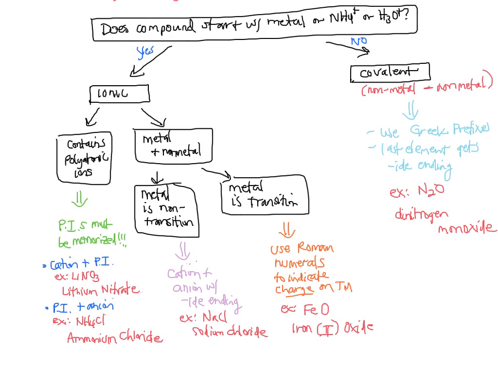If your compound does not start with a metal or ammonium and hydronium, that means you've got a covalent compound, or a molecular compound is another way they call it in textbooks. So you've got a nonmetal bonded to a nonmetal, which means you need to use Greek prefixes and then give the last element an ide ending. So N2O becomes dinitrogen monoxide.